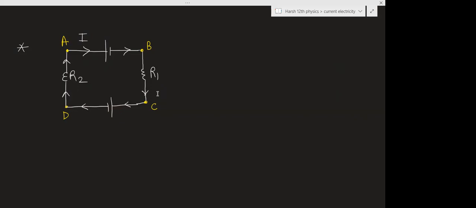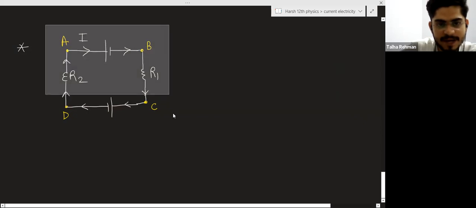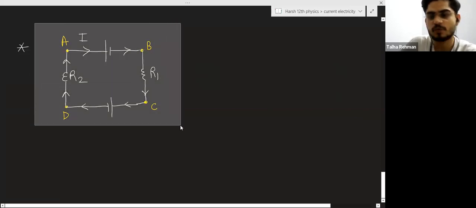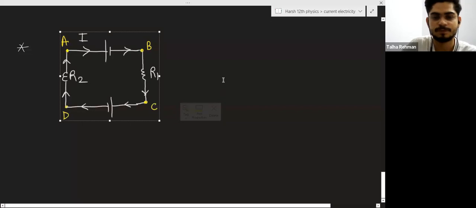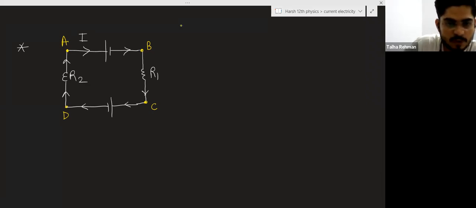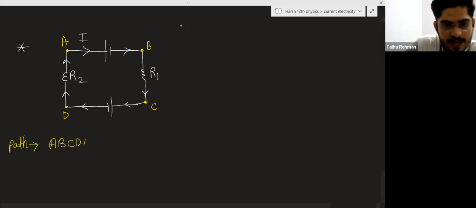Okay, now see how I will apply this. I want to apply Kirchhoff's voltage law in this circuit, and this law is valid for a closed loop, so this is a closed loop. Suppose I am moving from A, B, C, D. I am choosing the path A, B, C, D, A.